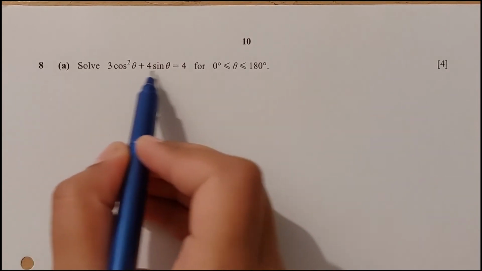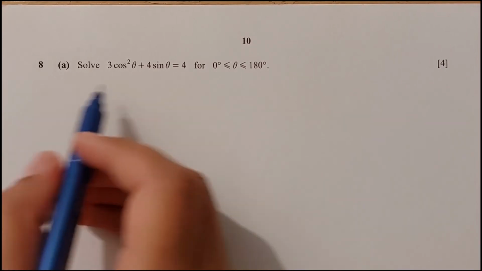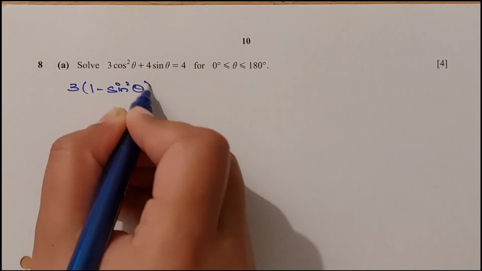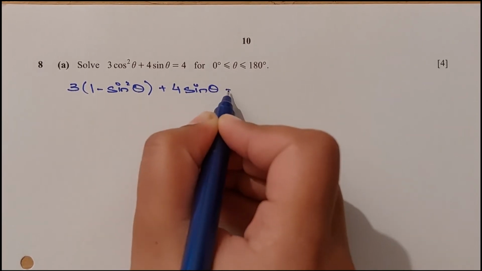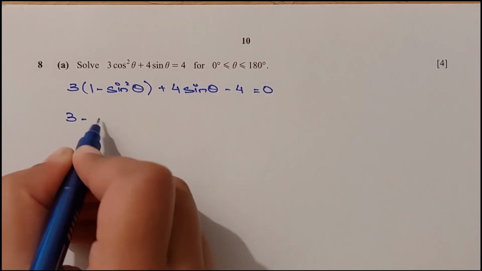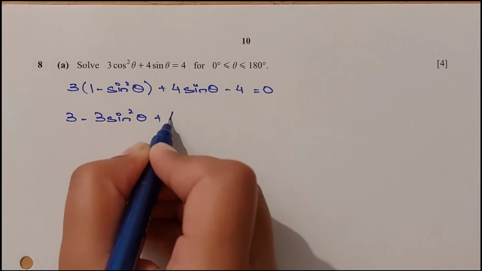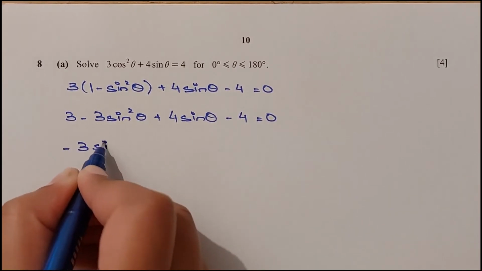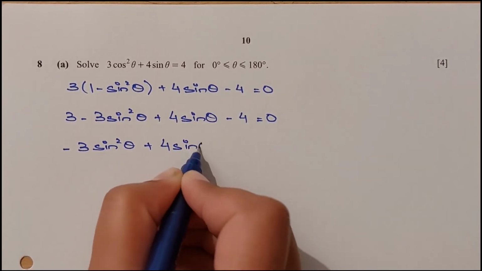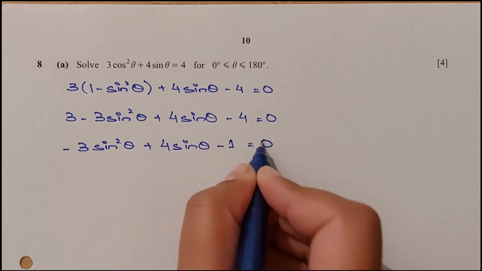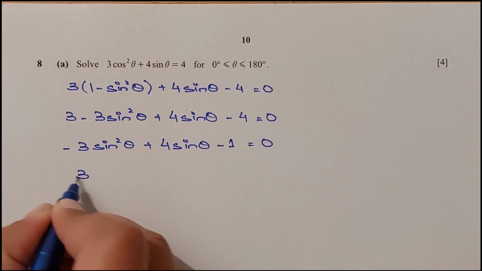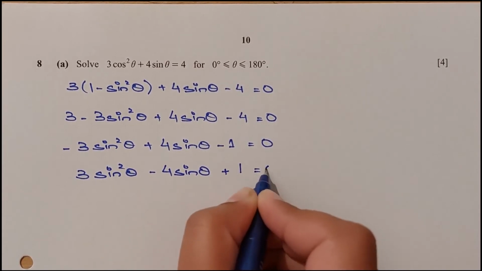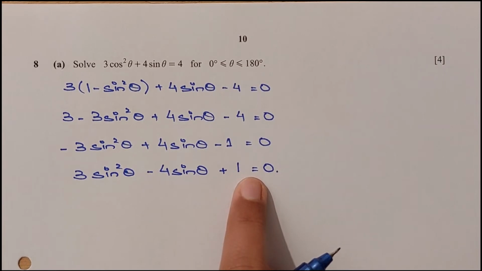Question number 8, part A, solve this equation for theta between 0 degrees and 180 degrees. Okay, so we have cos square theta, this is 1 minus sine square theta. So 3 times 1 minus sine square theta plus 4 sine theta minus 4 equals 0, right? So 3 minus 3 sine square theta plus 4 sine theta minus 4 equals 0. Okay, arranging the terms, negative 3 sine square theta plus 4 sine theta minus 1, because 3 minus 4 is minus 1, equals 0. Taking negative sign common throughout the equation, this is 3 sine square theta minus 4 sine theta plus 1 equals 0, right?